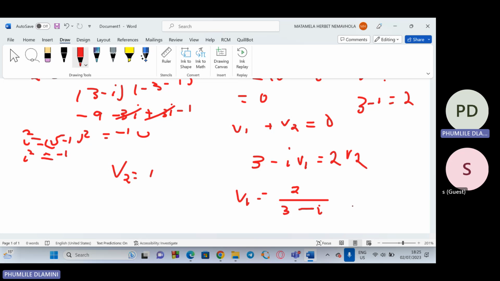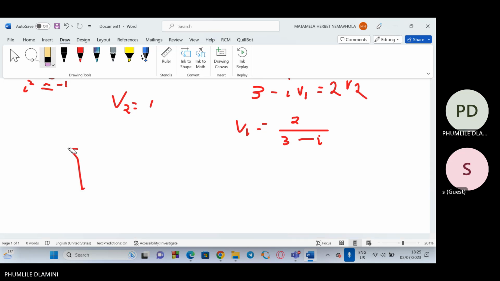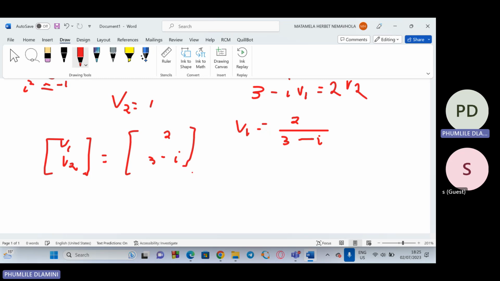So when we have this, if we rewrite it, you are going to see that because of this i here, we are going to rewrite this matrix as V1 and V2 equal to a matrix of 2 into 3 minus i. Exactly this way. I'm still going to explain as we go further why we are doing it like that. When we rewrite this matrix in this form, it is because even if you substitute 1 here, this matrix is going to be exactly the same as this one. It does not matter which side you substitute the value of 1 on. So when we rewrite this, you can rewrite this matrix.